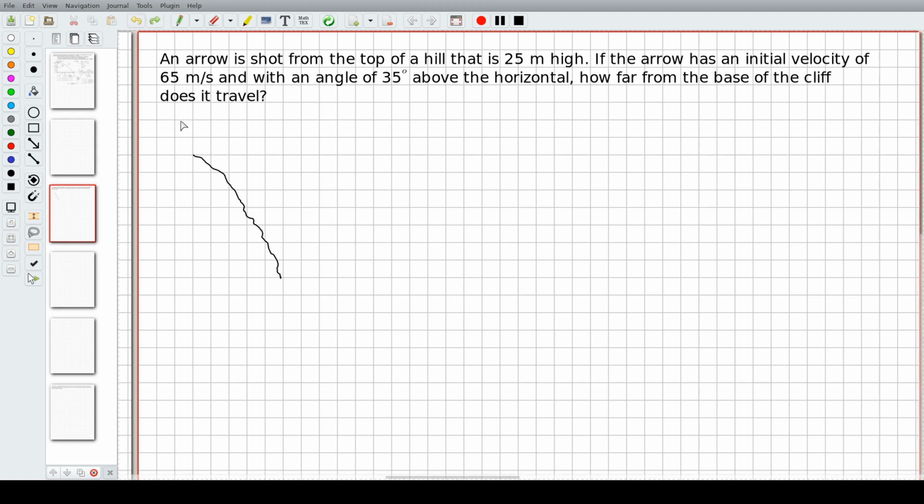I don't like how that looks. Let me see if I can fix that. Do it this way. Here we go. There you go. All right, better.